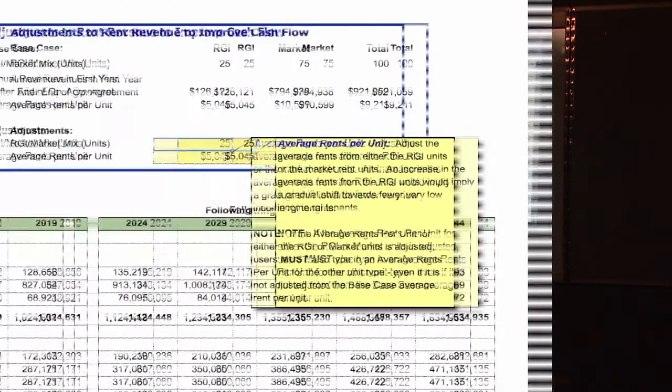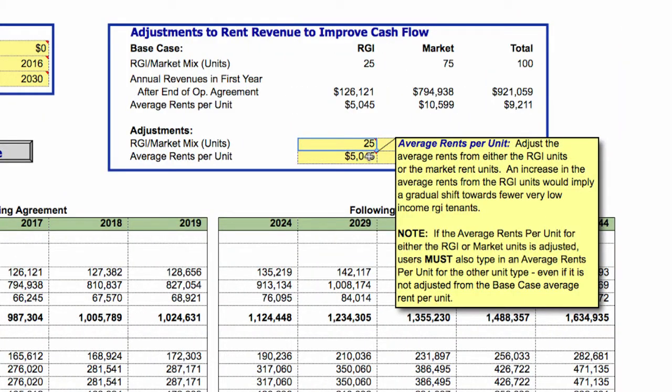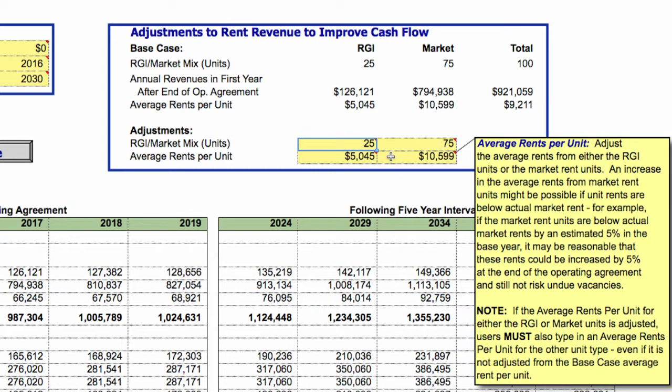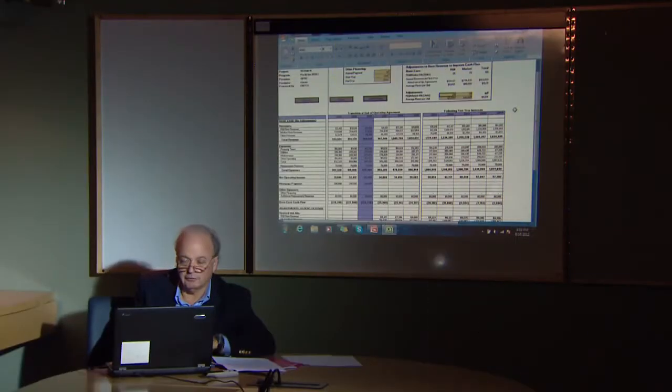If you increase the average rent per unit, either on the market side or the RGI side, and it will allow you to do either or both, again, you're going to increase your revenue. So this is focusing on what you have some discretion over. You have to make a choice, but you have some discretion. So let's start playing with those.